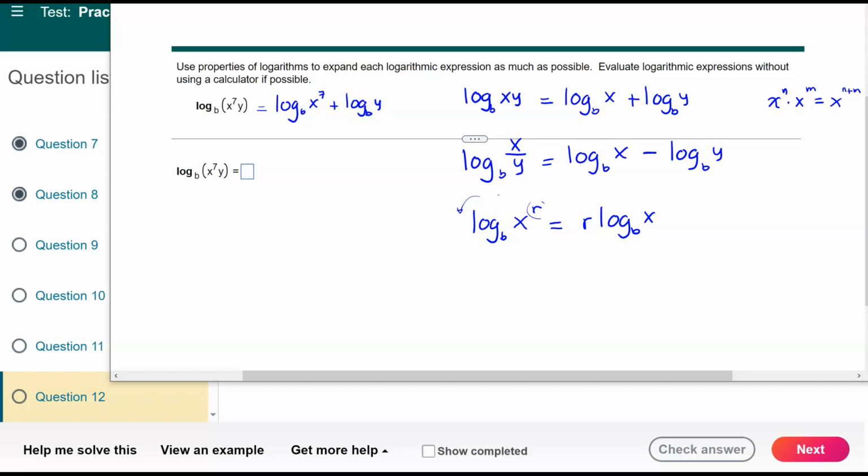So this is what you would write on your scratch paper. And then you're not done after that. You have to apply the third rule, which is the laws of exponents, I mean the power rule. So you bring down 7. This becomes 7 log of x base b, sorry, not base 6, base b, plus log of y base b. So this is the expanded form.